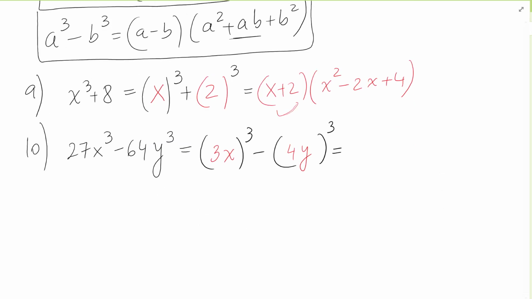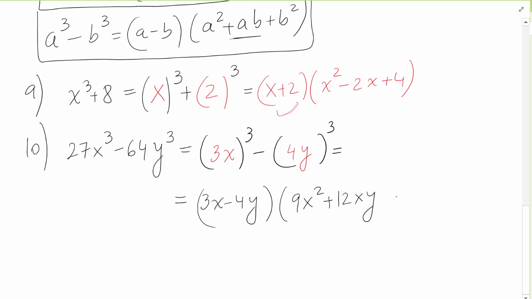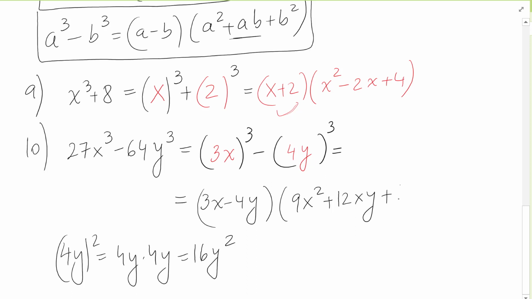So in other words, a and b are 3x and 4y, so 3x minus 4y times 3x squared, that's 9x squared, plus a times b, that's 12xy, and then plus 4y squared, right? 4y squared means 4y times 4y, which is 16y squared. So plus 16y squared. And this is the final answer.